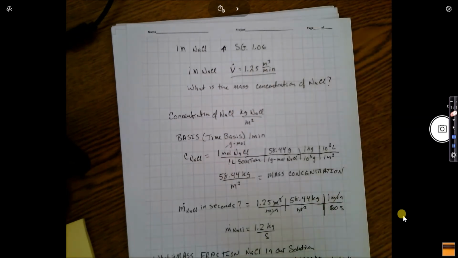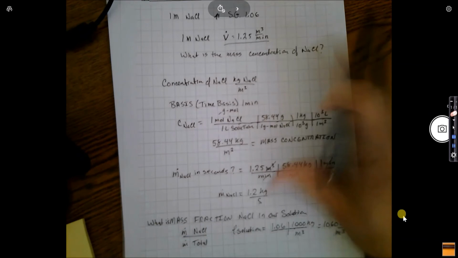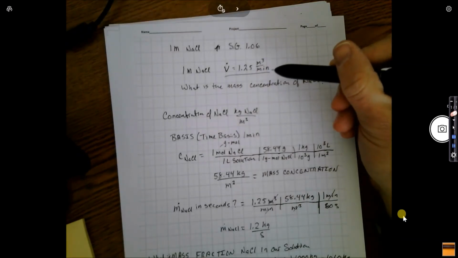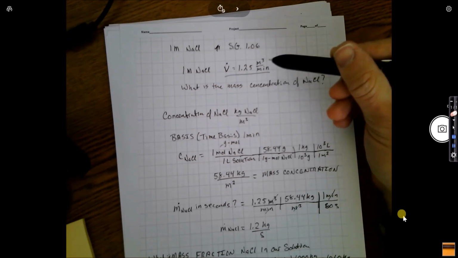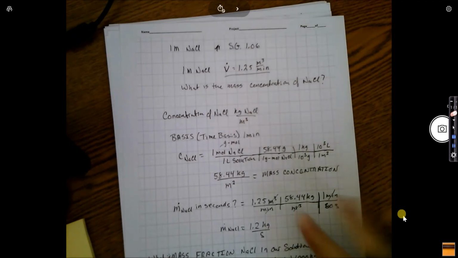And we want to know the mass fraction of sodium chloride in our solution. To get that, we need the mass flow rate of sodium chloride, which we've already calculated, divided by the mass flow rate of our solution, or mass flow rate total. And we were given a volumetric flow rate of our solution, yes? So we have to convert that volumetric flow rate to a mass flow rate. To do that, we use our old friend density, which we just calculated from specific gravity.